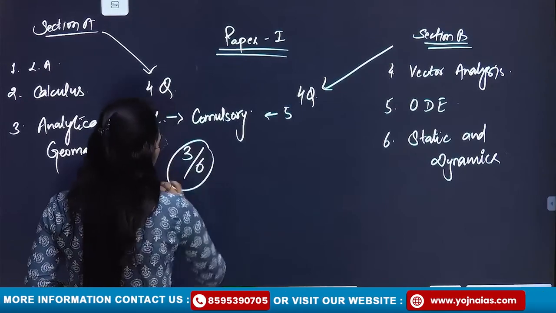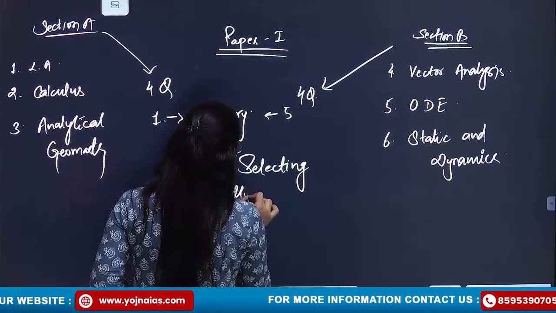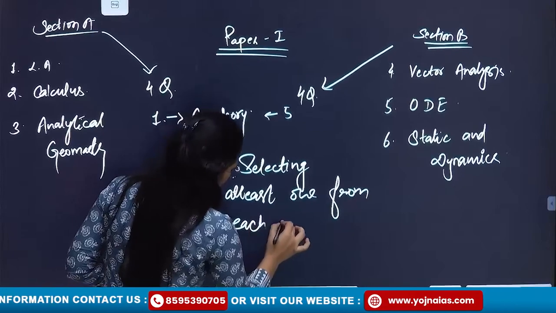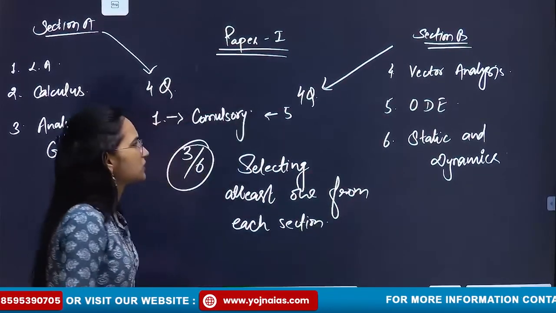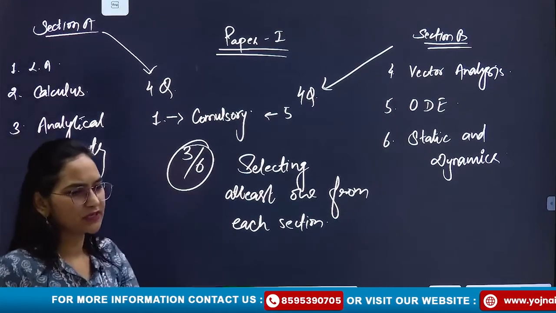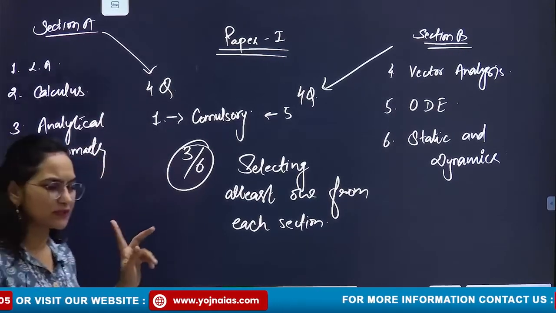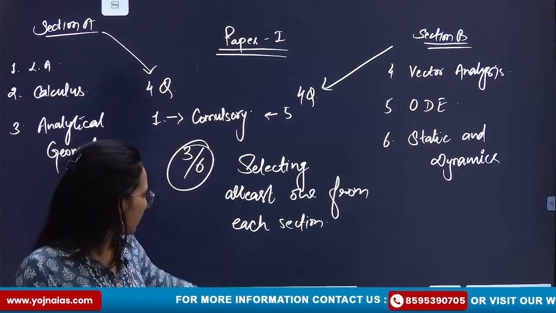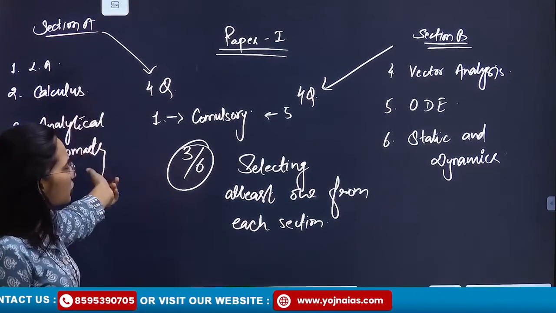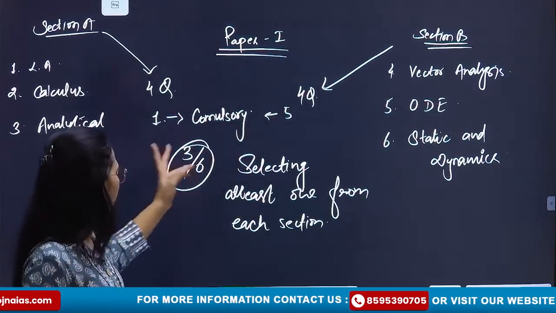First, the scheme of the paper: paper 1 contains these 6 units, and these are divided under 2 headings, section A and section B. Each section consists of 4 questions. The first question of each section is compulsory. Then out of the remaining 6 questions, you have to select 3 questions, selecting at least 1 from each section. That is, you can select 1 question from section A and 2 questions from section B, and conversely, 2 questions from section A and 1 question from section B.